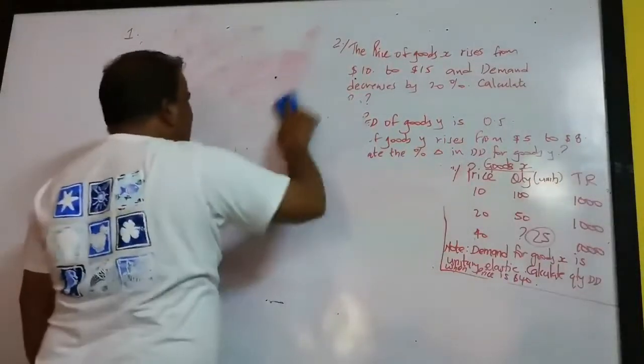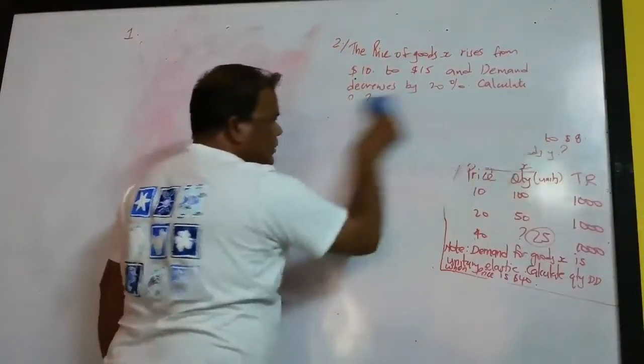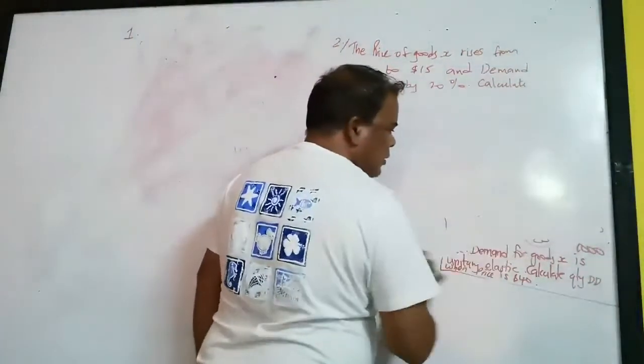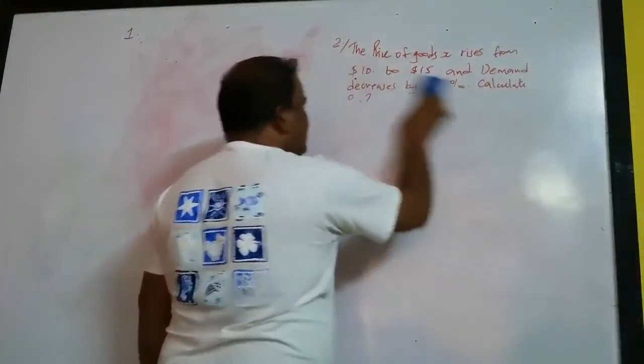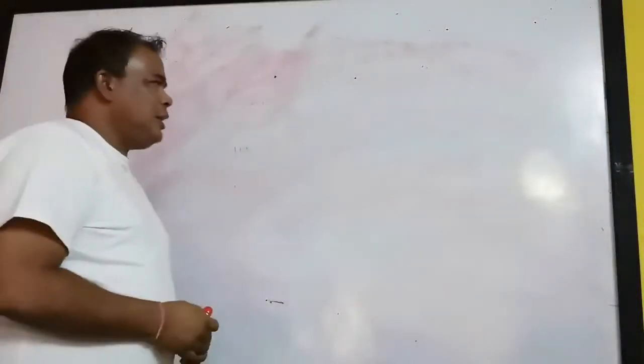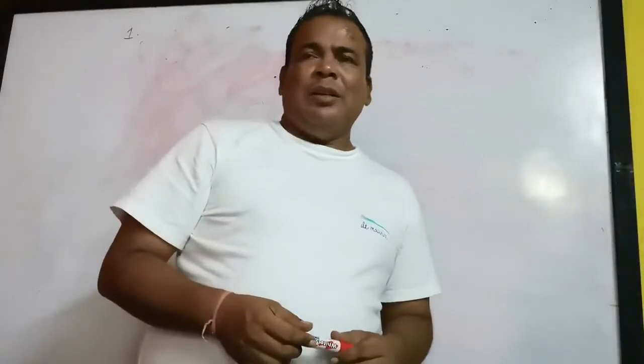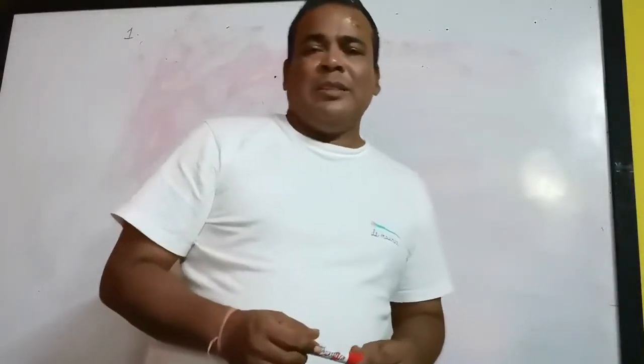Now, let us see. We still remember demand can be elastic, unitary elastic, inelastic, perfectly elastic, perfectly inelastic. You still remember when demand is inelastic, the coefficient is less than 1.